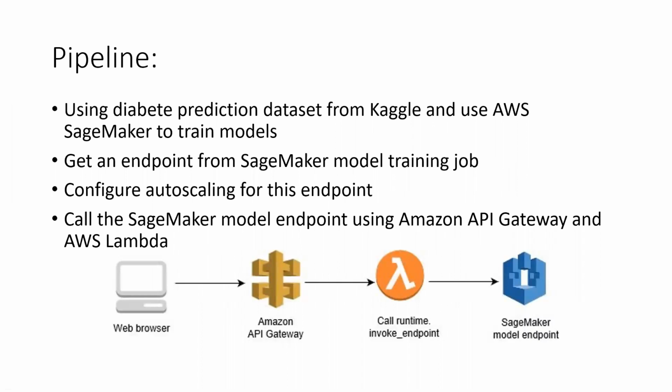So first of all, I want to introduce you to our pipeline. Our first step is to use the diabetes prediction dataset from Kaggle, and also use AWS SageMaker to train our model. The second step is to get an endpoint from the SageMaker model training job. And third, we're going to configure our auto-scaling job for the endpoint of our second step. And the last step is to call the SageMaker model endpoint and use Amazon API Gateway and AWS Lambda.